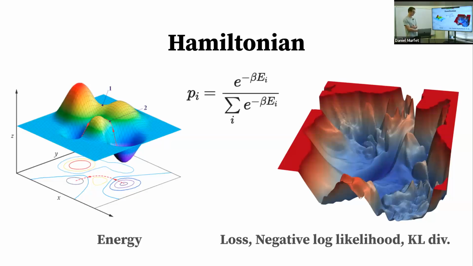So, as I already said, the energy in physics corresponds to the loss or the empirical risk or the negative log likelihood or the KL divergence in the case of learning machines. So what we'll see is it's the geometry of this landscape over microstates that determines many of the physical properties that are relevant in the case of physics and many of the properties of the learners that we're interested in.